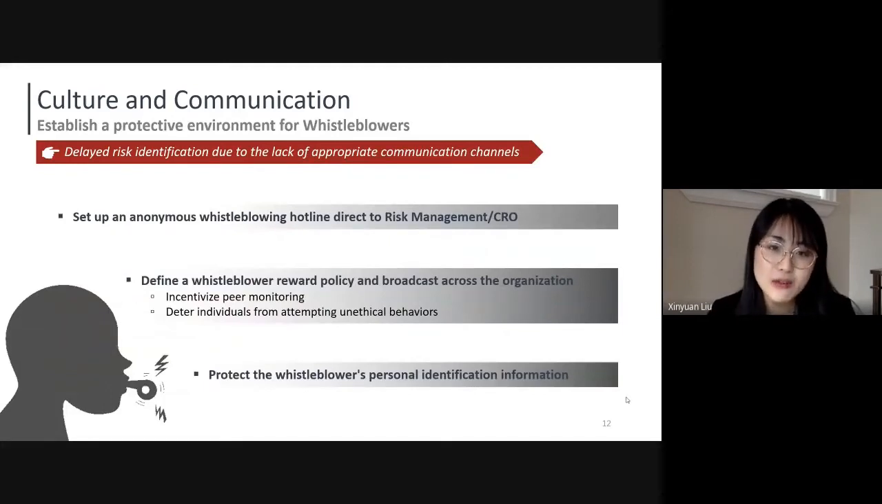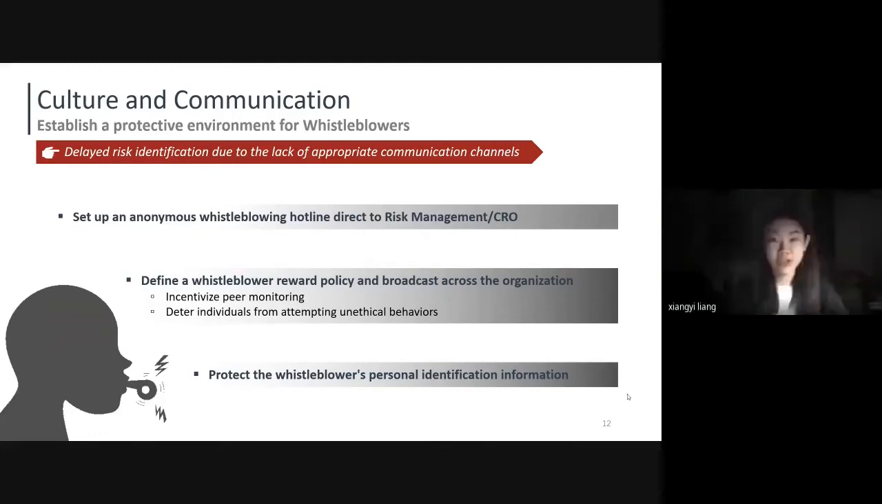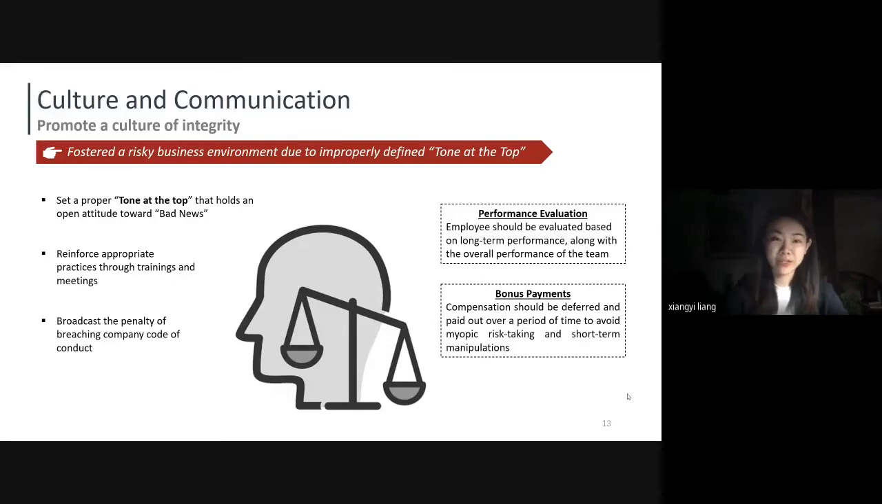In NAB's case, if the problem had been raised earlier, the size of the loss would also be much more manageable. Therefore, we suggest NAB set up an anonymous whistleblowing hotline directed immediately to risk management or even the CRO. Along with that, define a whistleblower reward policy and pass this information across the organization. This will not only incentivize day-to-day peer monitoring, but also deter employees from attempting unethical behaviors in the first place.